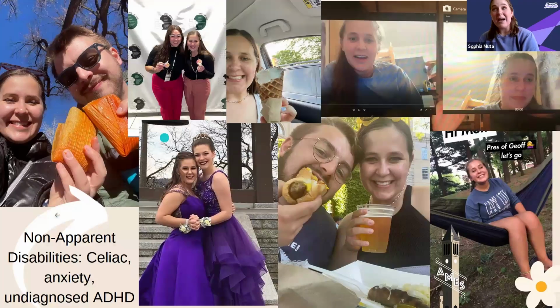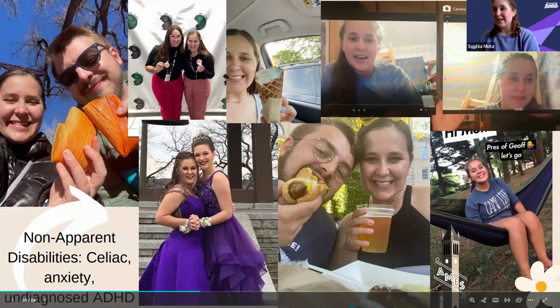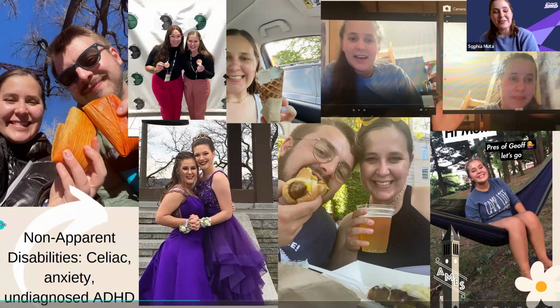So my non-apparent disabilities, I have celiac, which is an autoimmune disease where I cannot process gluten. So I can't eat any gluten or else I am in a lot of physical pain. I have anxiety and I have undiagnosed ADHD as well. So in these photos, right, you may have noticed different things, but you didn't see all of my non-apparent disabilities.